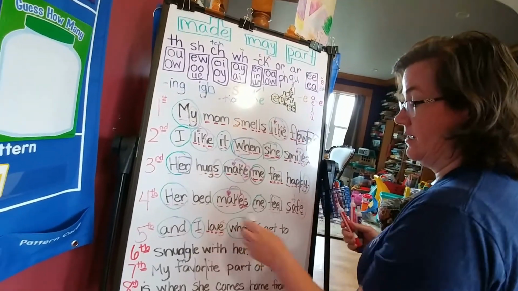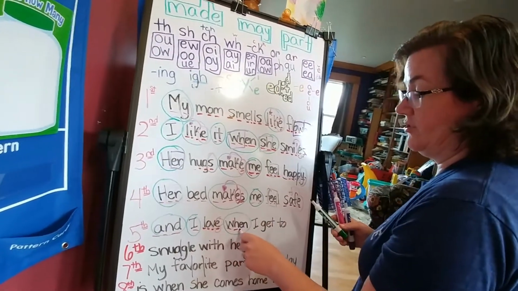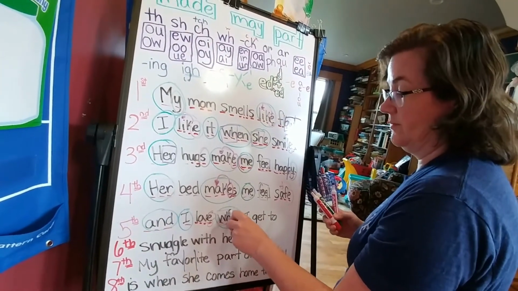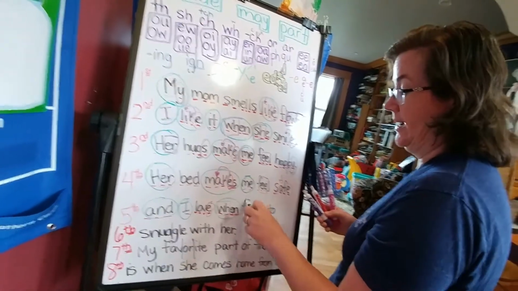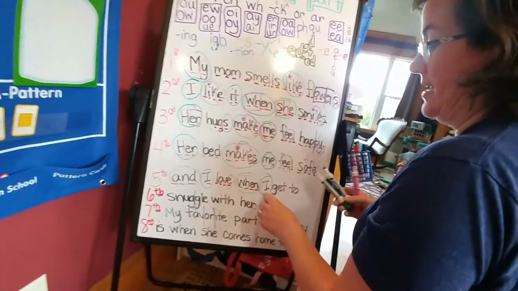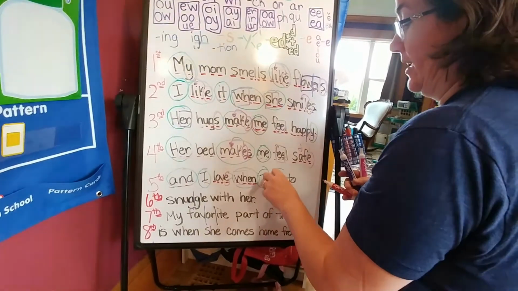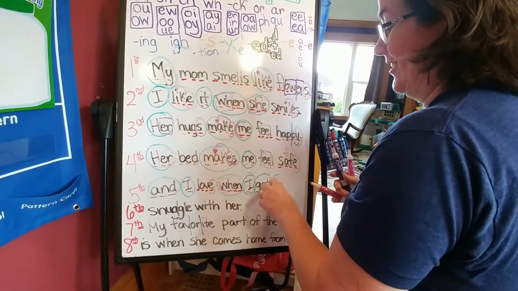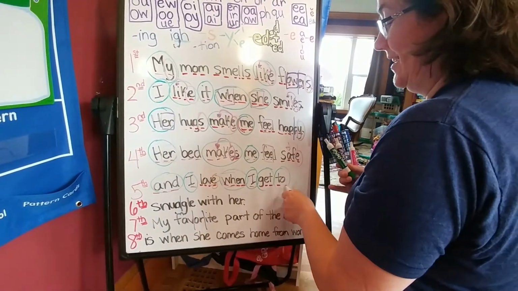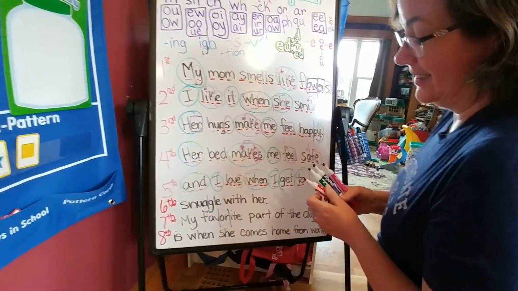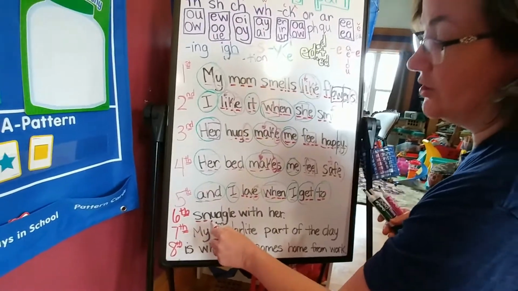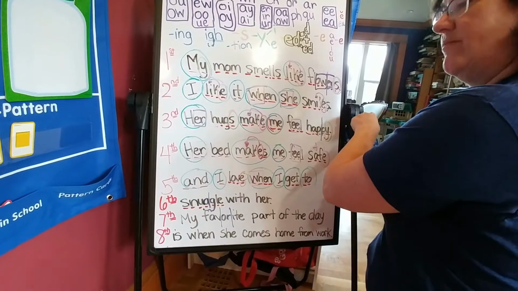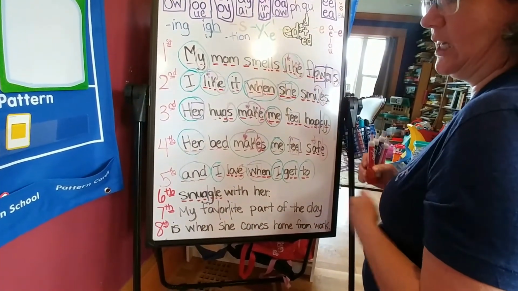When, W-H-E-N, has our letter pair W-H. Sight word I. Sight word get, G-E-T. Sight word to, T-O. 6th line, snuggle, S-N-U-G-G-L-E. Is it making the U say its name? No, it is a wonky E.